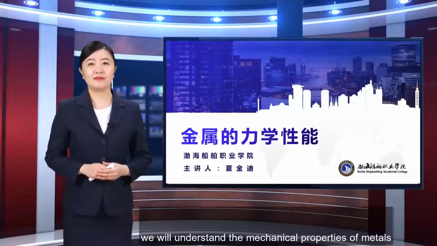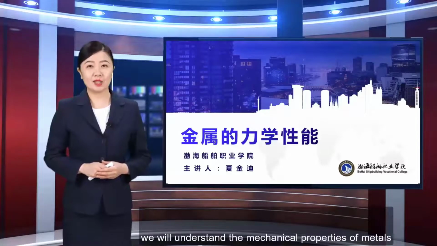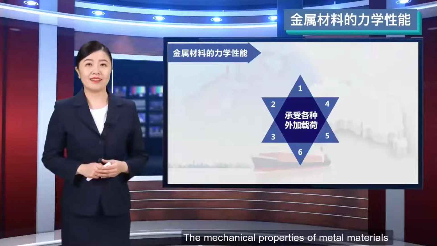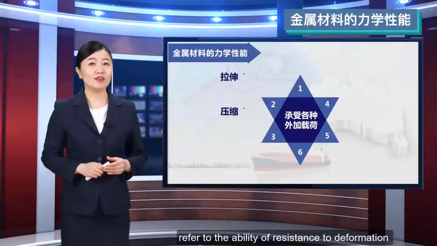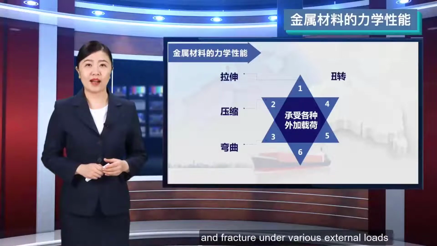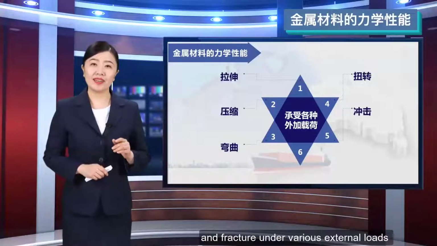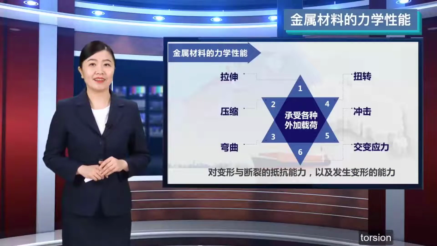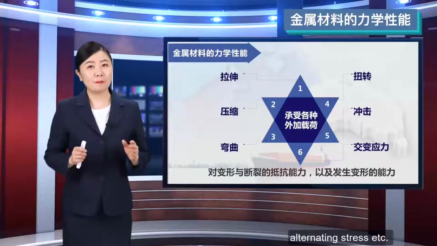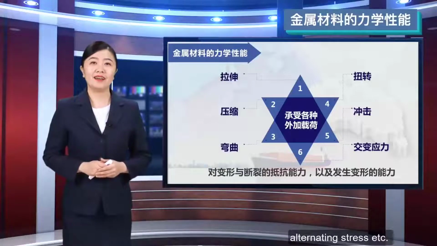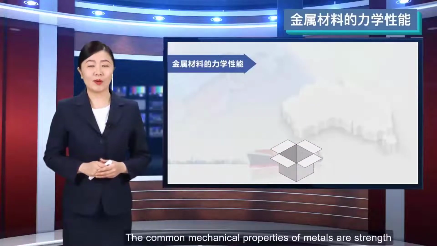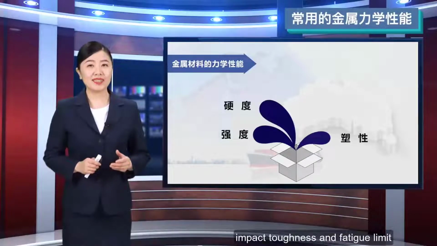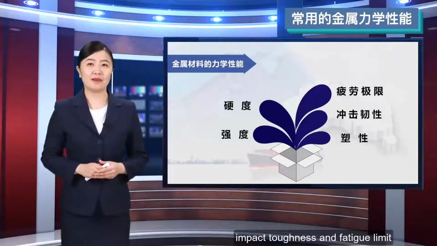In this lesson, we will understand the mechanical properties of metals. The mechanical properties of metal materials refer to the ability to resist deformation and fracture under various external loads: tension, compression, bending, torsion, impact, alternating stress, etc. The common mechanical properties of metals are strength, plasticity, hardness, impact toughness and fatigue limit.